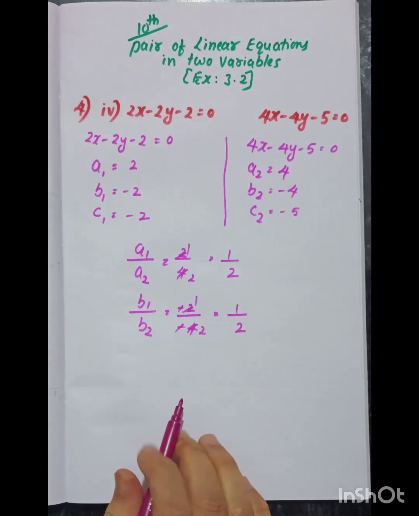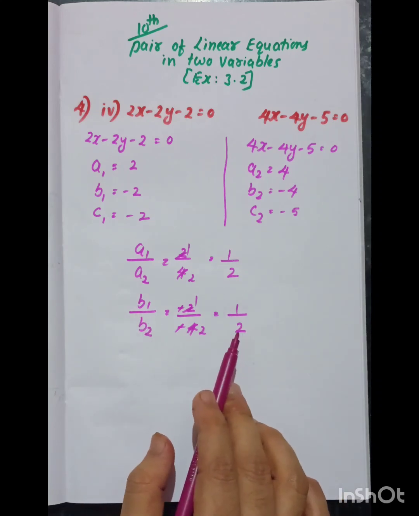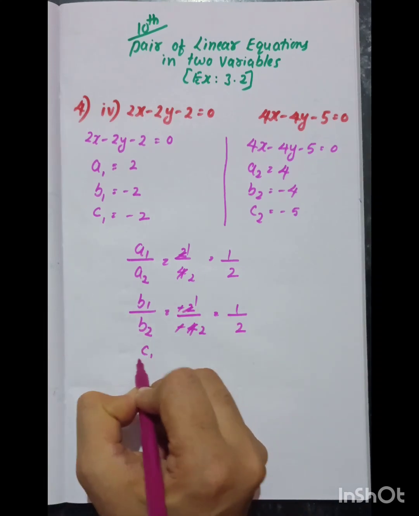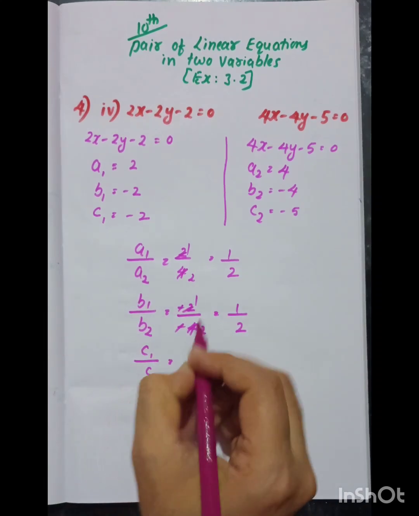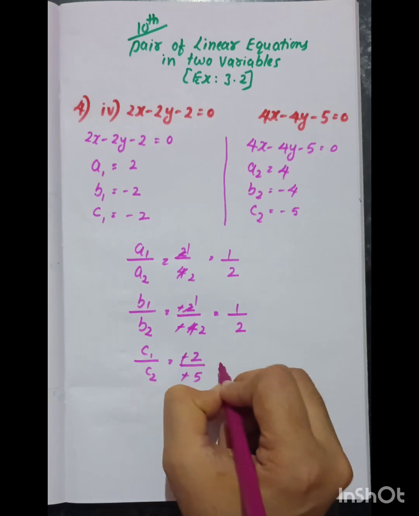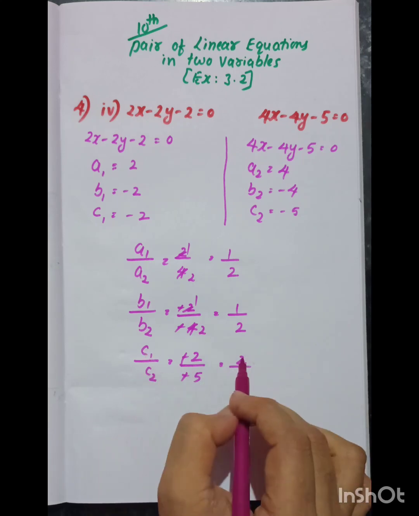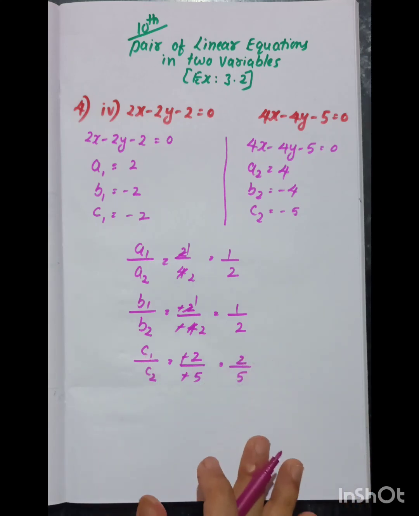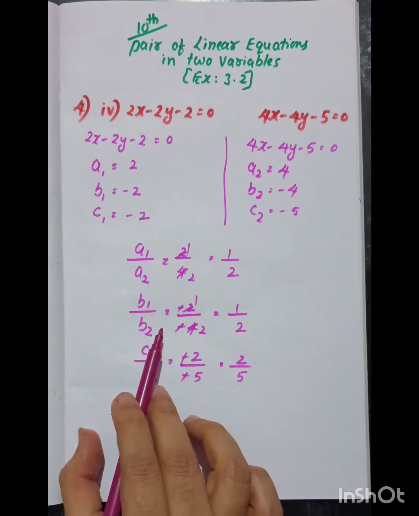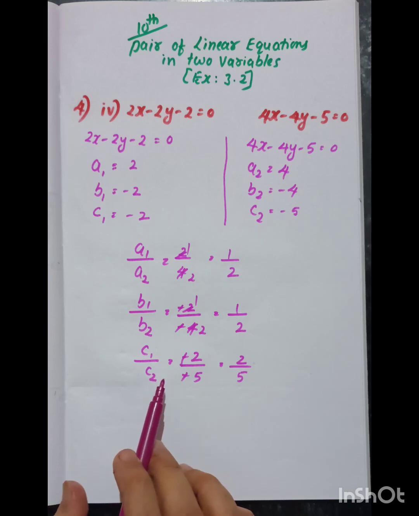Here A1 by A2 is 1 by 2, B1 by B2 is 1 by 2, so I am going towards C1 by C2 also. Minus 2 by minus 5, minus minus get cancelled, 2 by 5. Here C1 by C2 got the different answer, that is 2 by 5. It means A1 by A2 is equal to B1 by B2 but does not equal to C1 by C2. It means the equations are parallel.